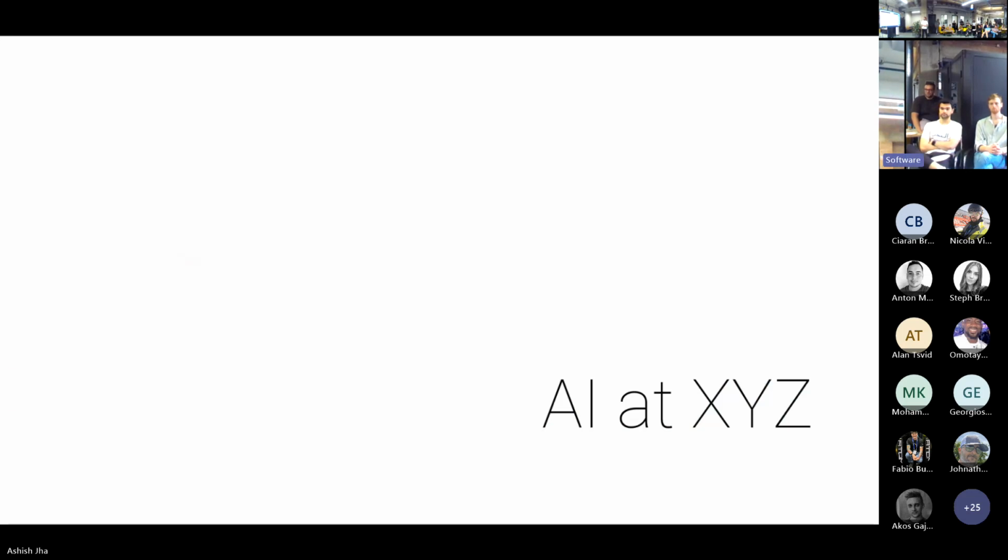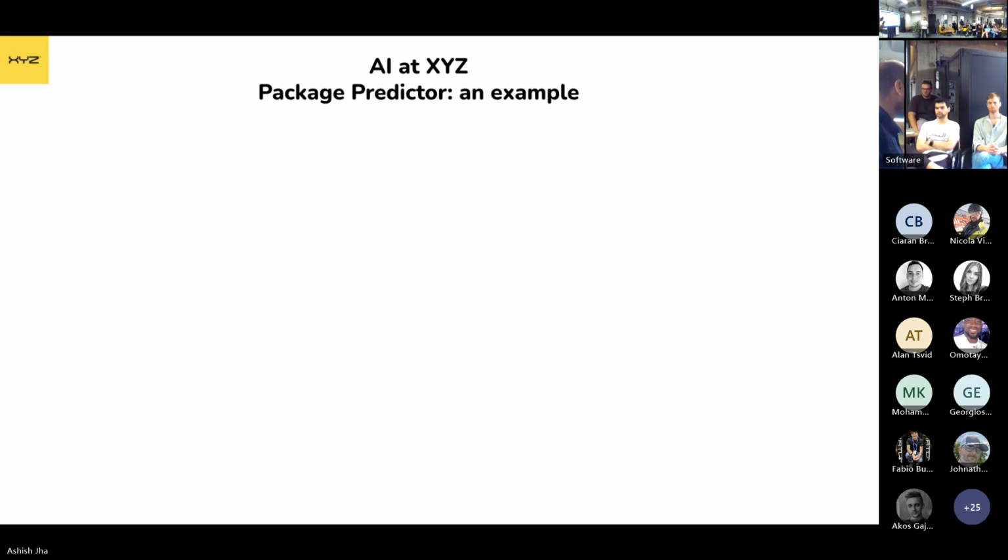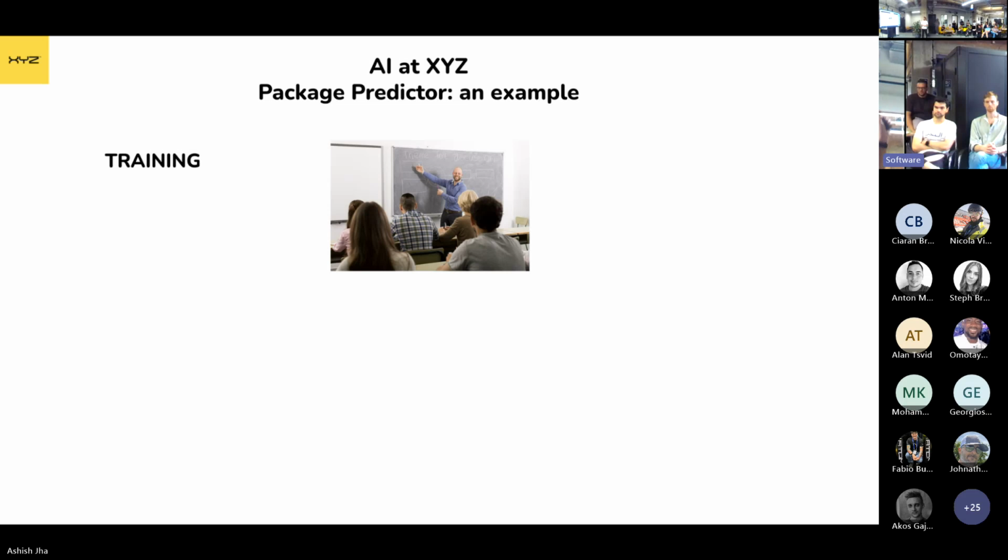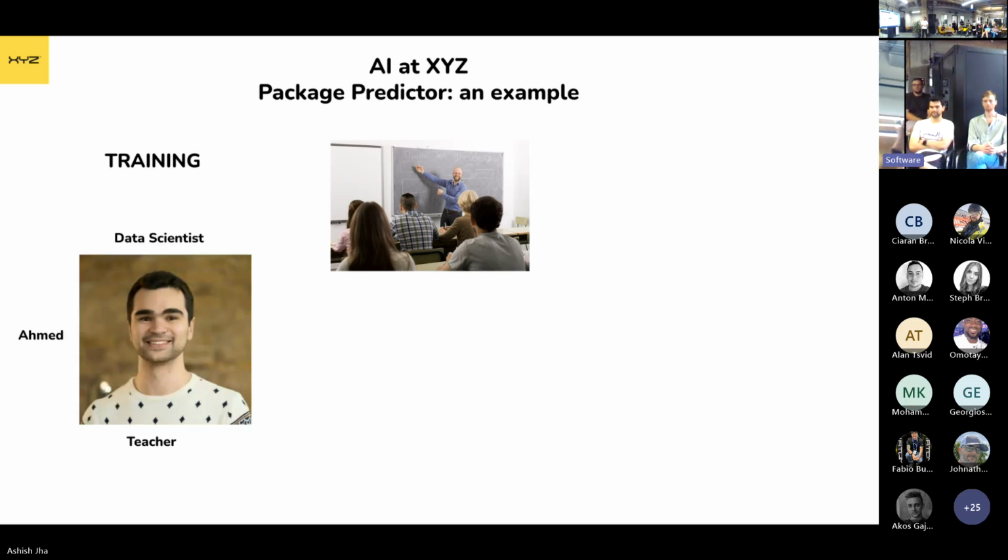Which brings me to the final section of this talk, which is AI at XYZ. I'm going to use package predictor, which Ahmed has spoken about quite a lot of times. And I'll use the same framework. So let's start with training. We have our data scientist, in this case, Ahmed, who is the teacher from the analogy.